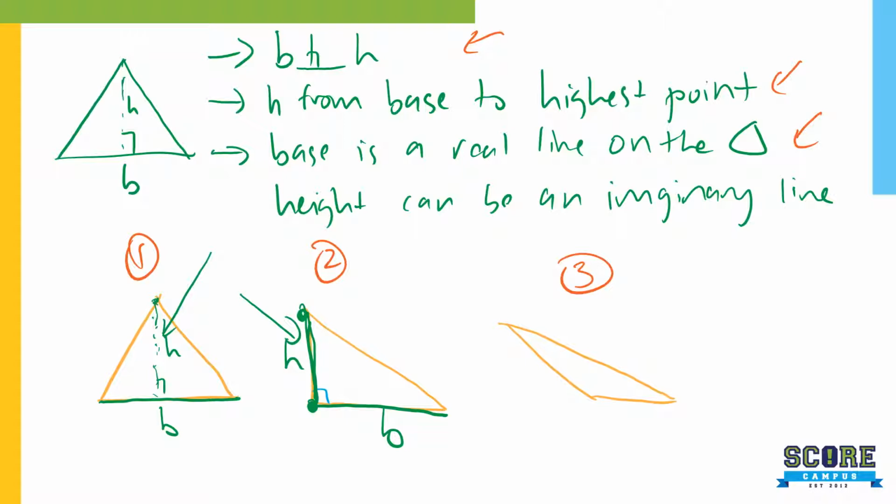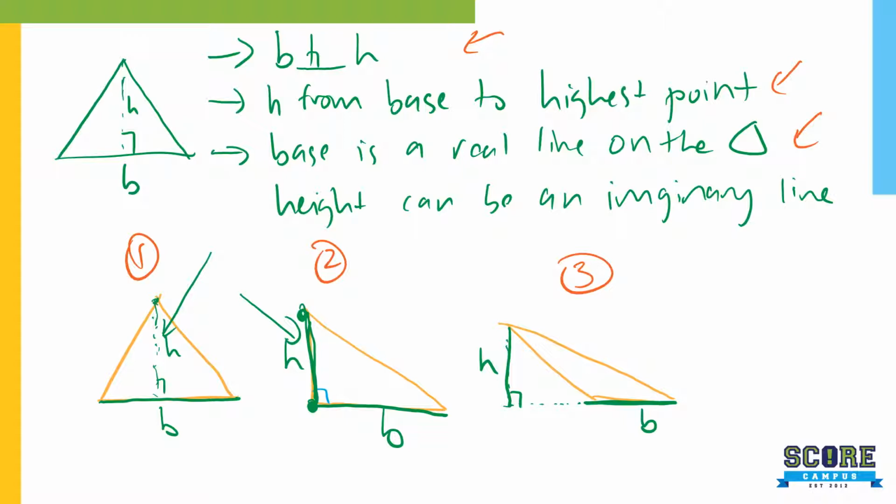Base is perpendicular to height. Base is a real side of the triangle. So if base is a real side of the triangle, you can take this as the base, right? Now if this is the base, where is the height? You can extend the base and draw a right angle. This is the height, right? This side here is the height. This side here is the base.